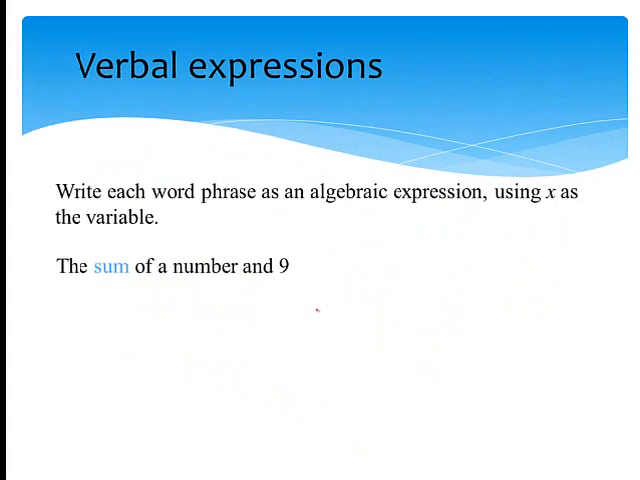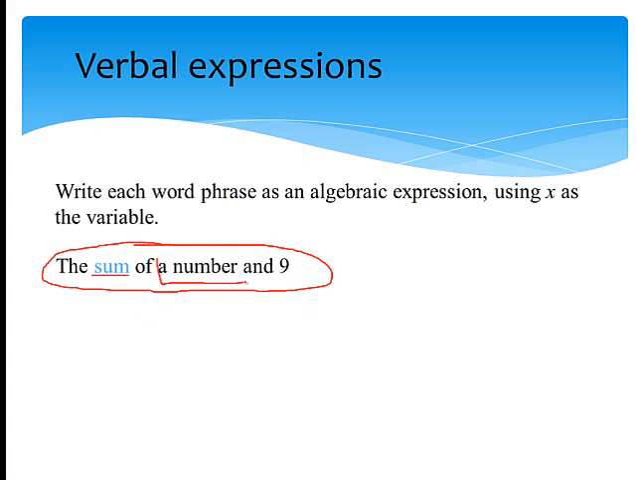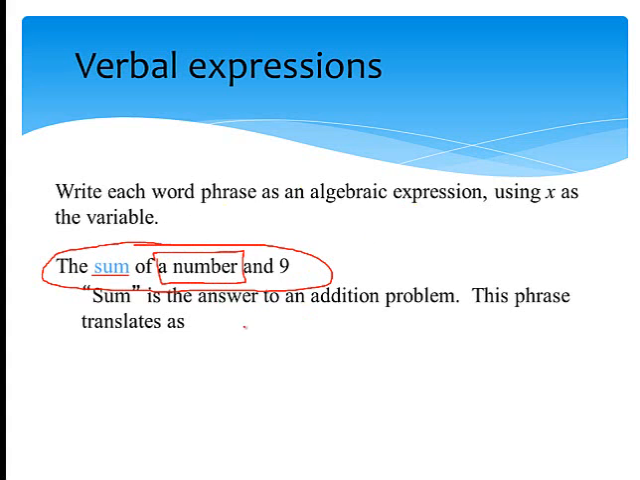Okay, so the last thing we're going to talk about are verbal expressions. A verbal expression is when you take a set of words and translate them into an expression. This says the sum of a number and 9. Sum being the key word. A number can represent anything. What do we want to make our number? Let's make it n, or x actually. So it would be x plus 9. Or you could also write it as 9 plus x. In addition, it doesn't matter. Order doesn't matter. It does in subtraction.